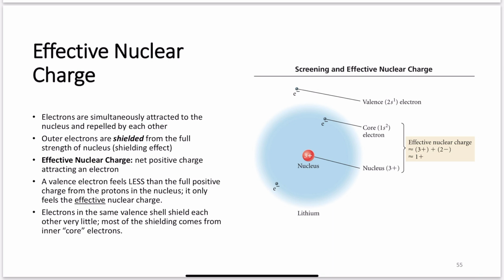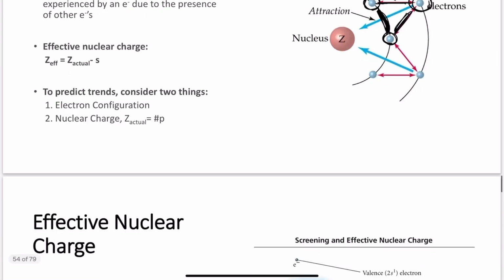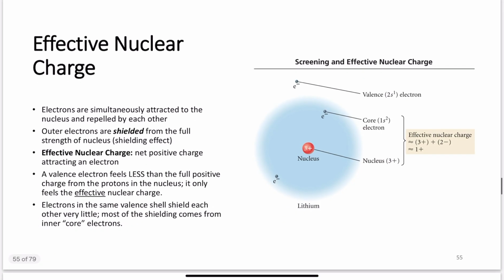Valence electrons, again, are further away from the nucleus; the core electrons are the ones that are closer in. A valence electron feels less than the full positive charge from the protons in the nucleus. It only feels the effective nuclear charge. Electrons in the same valence shell shield each other very little. So again, that's what I'm talking about here. Most of the shielding comes from the inner core electrons. So this shielding here is a lot more effective than electrons next to each other.